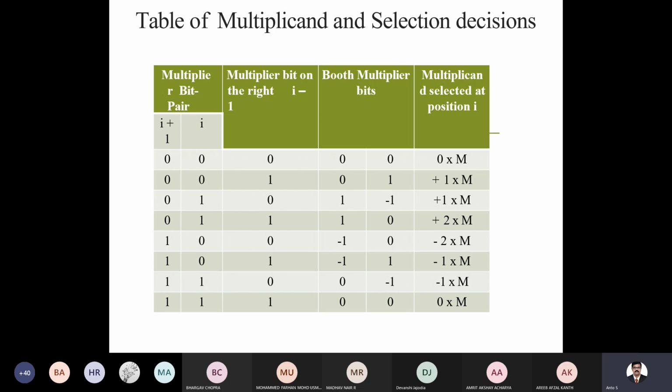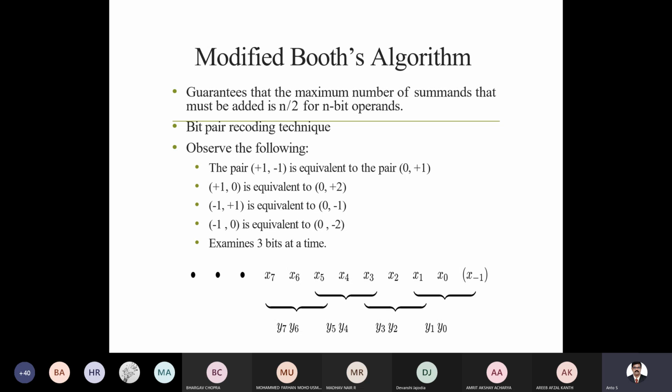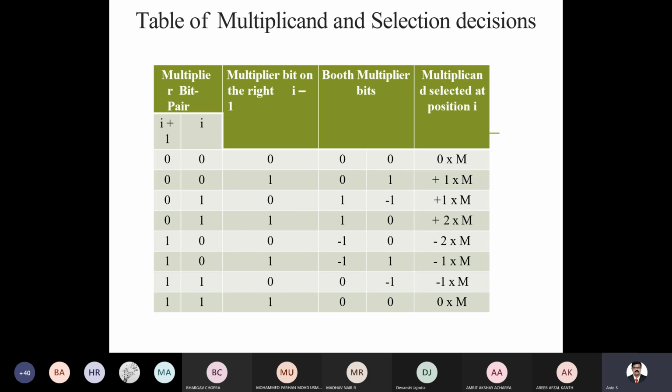So here 0 1 1 0 1 is the multiplicand. 1 1 0 1 0 is the multiplier. Now you have to work on the multiplier. How to work on the multiplier? You have to write the digits of the multiplier like this, and combine 3 digits from here. X minus 1 is very important. And you have to refer to this table. By referring to this table, you have to decide which number has to be multiplied with the multiplicand instead of the multiplier.